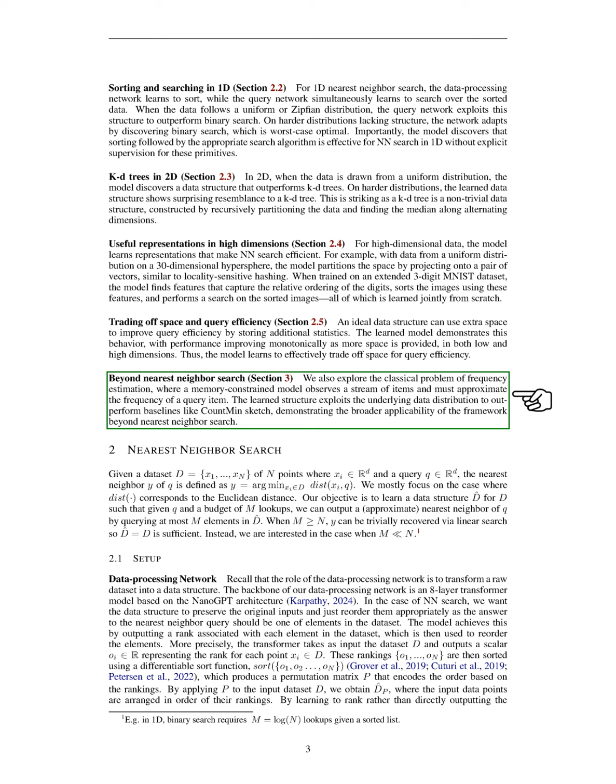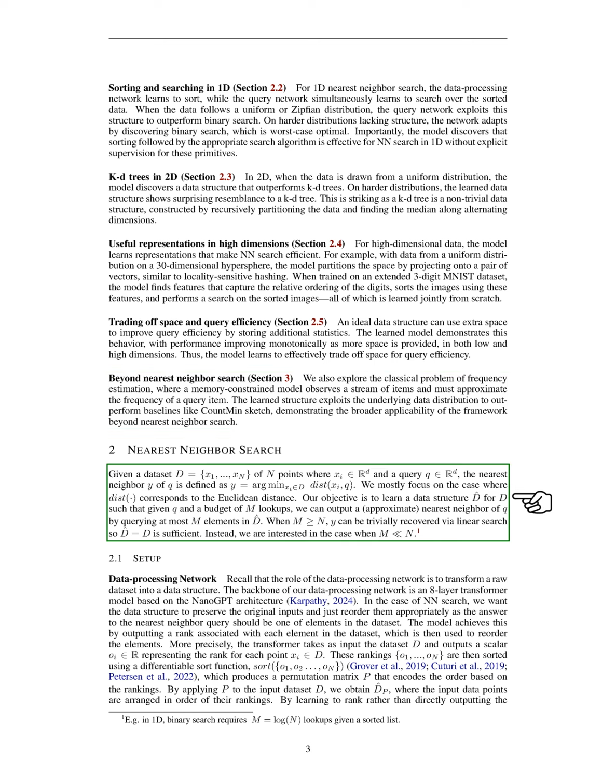number of lookups. When the number of lookups is equal to or greater than the number of points, we can easily find the nearest neighbor through a linear search. However, we are particularly interested in situations where the number of lookups is much smaller than the number of points.